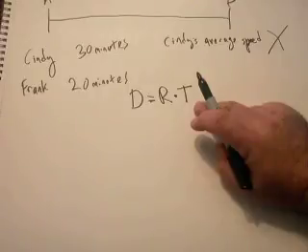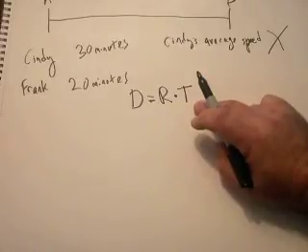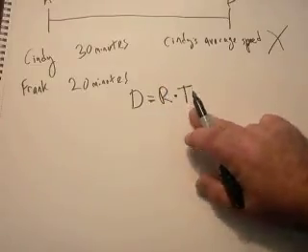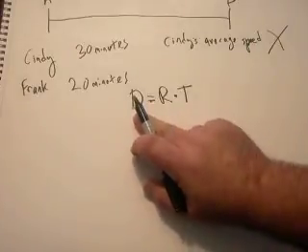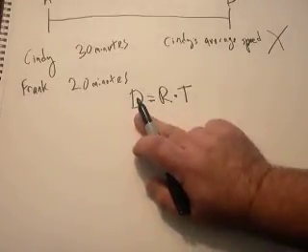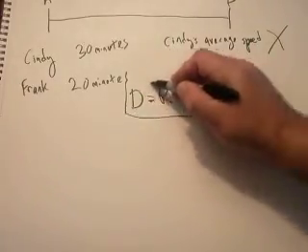If you think about if I told you you're driving on the highway at 50 miles an hour and you drove for 2 hours, how far did you go? Everyone knows you went 100 miles. You took your rate, 50 miles an hour, and you multiply it by your time, 2 hours, and you got your distance, 100 miles. So this is going to be our key formula.